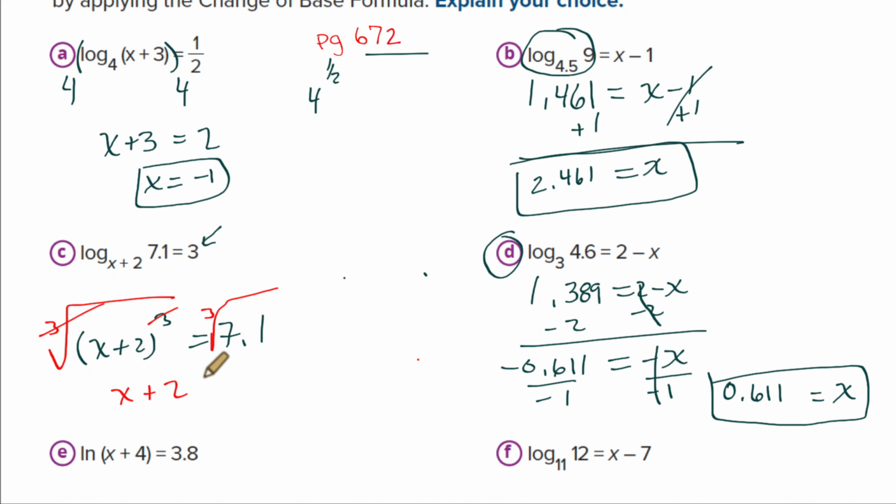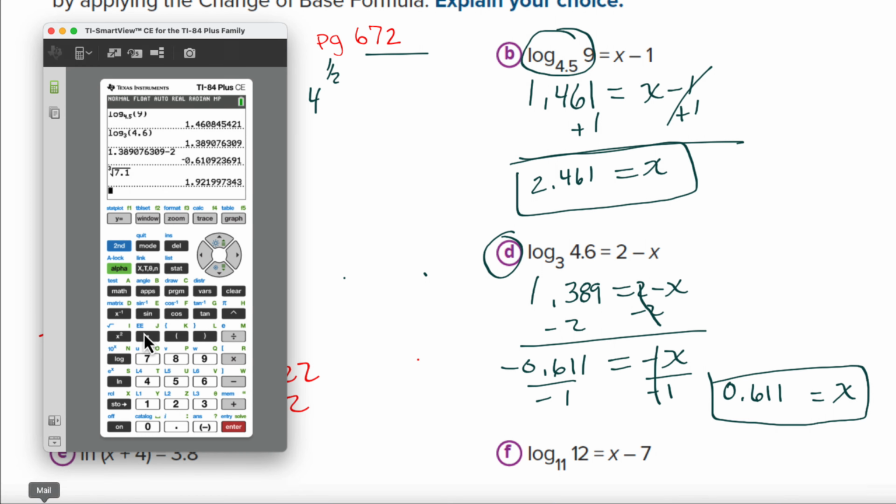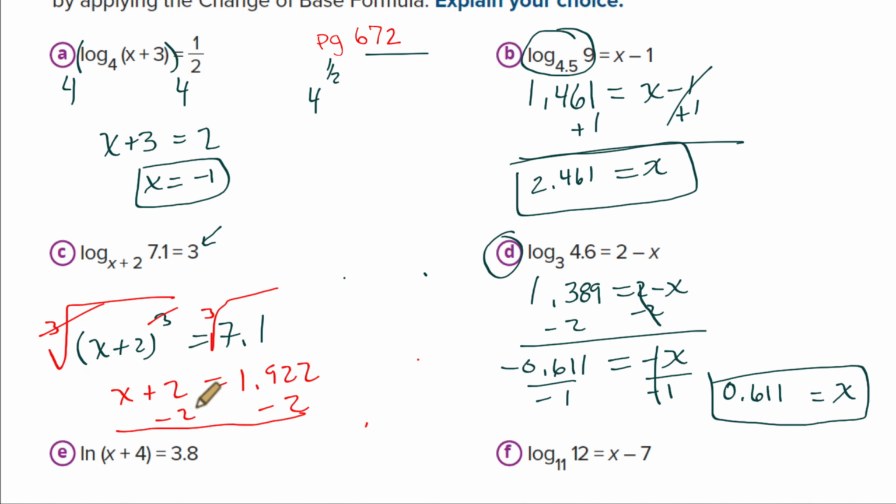So this all equals 1.922. Then we subtract 2 from each side. As I said before, let's just leave this in the calculator. I need to subtract 2 from it, so I just hit subtract 2, and it leaves me with negative 0.078. Oh, that's ugly. So x is going to equal negative 0.078. And that's the best we can do for C.